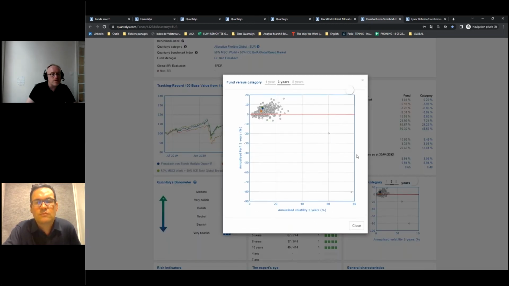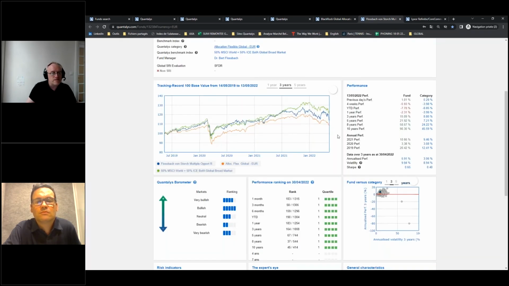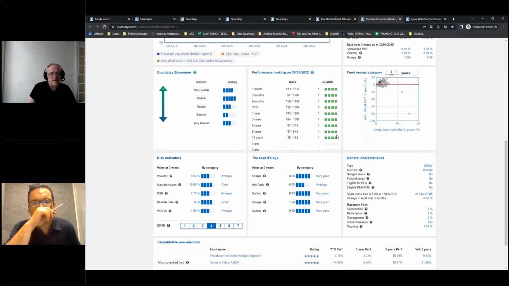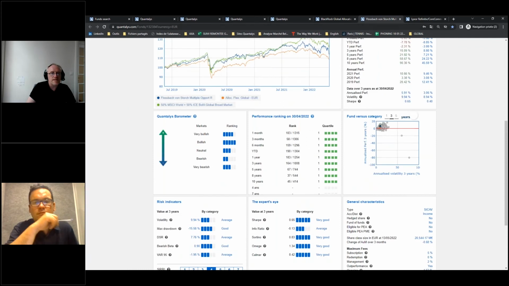Yes, and also if I click on this matrix, you can see the blue point is the fund that we are looking at, and it's really in the middle of the mark of its category, and it really corresponds to what Jean-François just said. So again, all this information is available on Quantalys. You can print it in PDF, you can export it in Excel. So here is the example of a fund sheet.